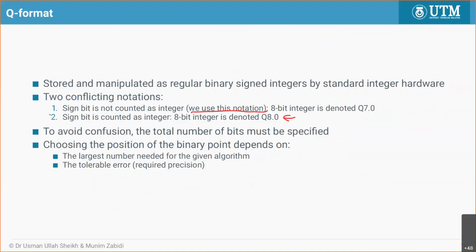Choosing the position of the binary point depends on the largest number needed for the algorithm and also the tolerable error. So if you are doing a simple ADC, you may only need 8 bits. But if you are doing high quality audio, for example recording sound at CD quality, you need 16 bits. But there are also applications that need more than that.